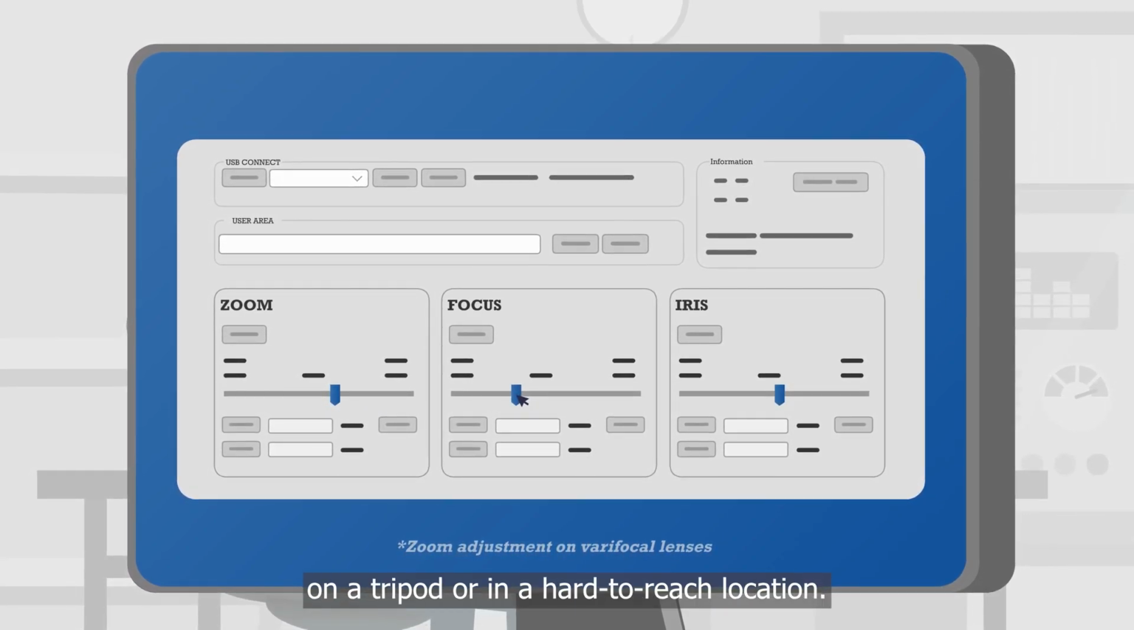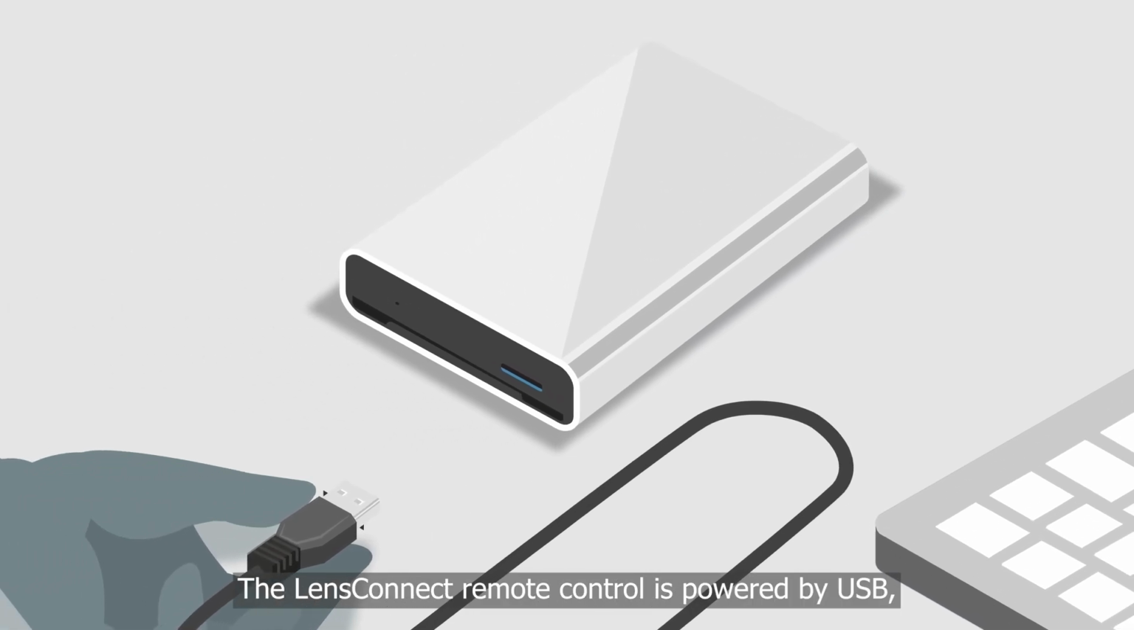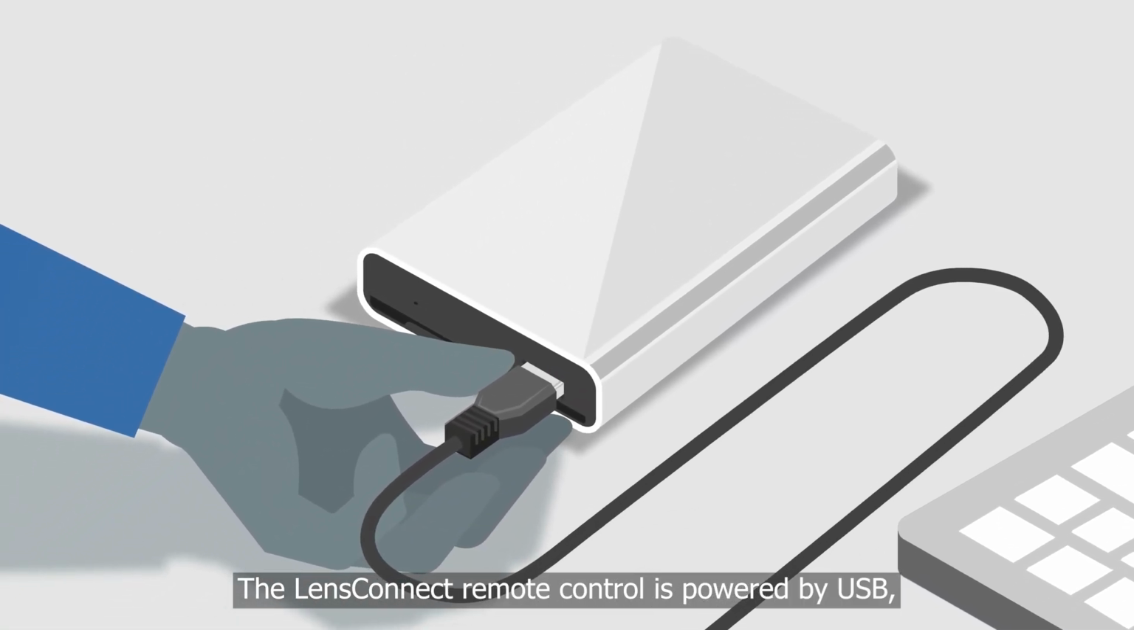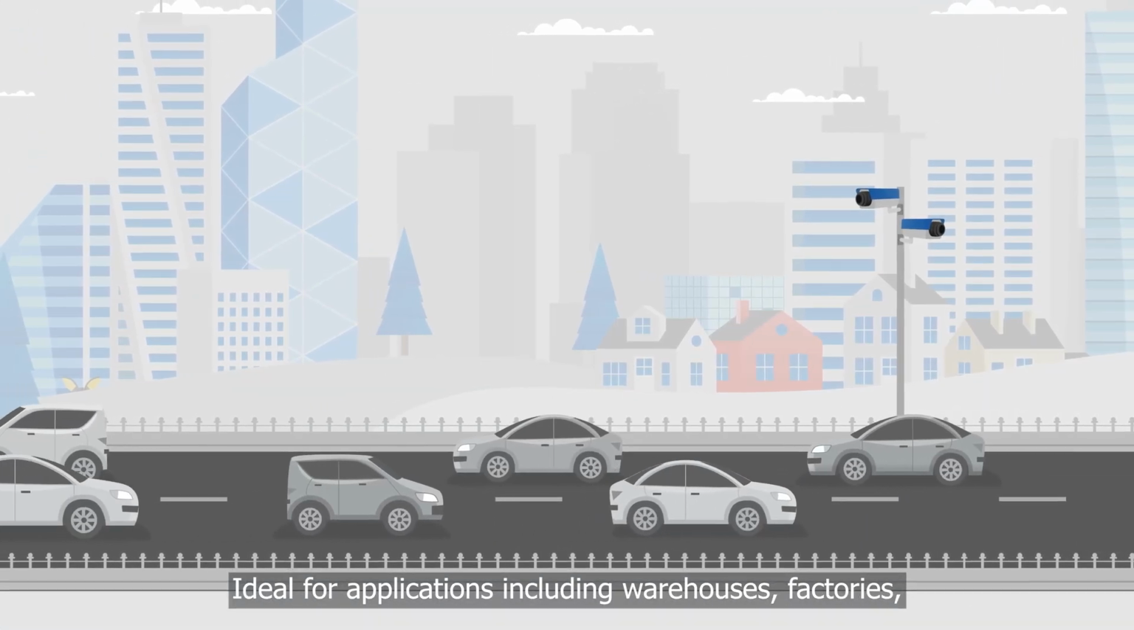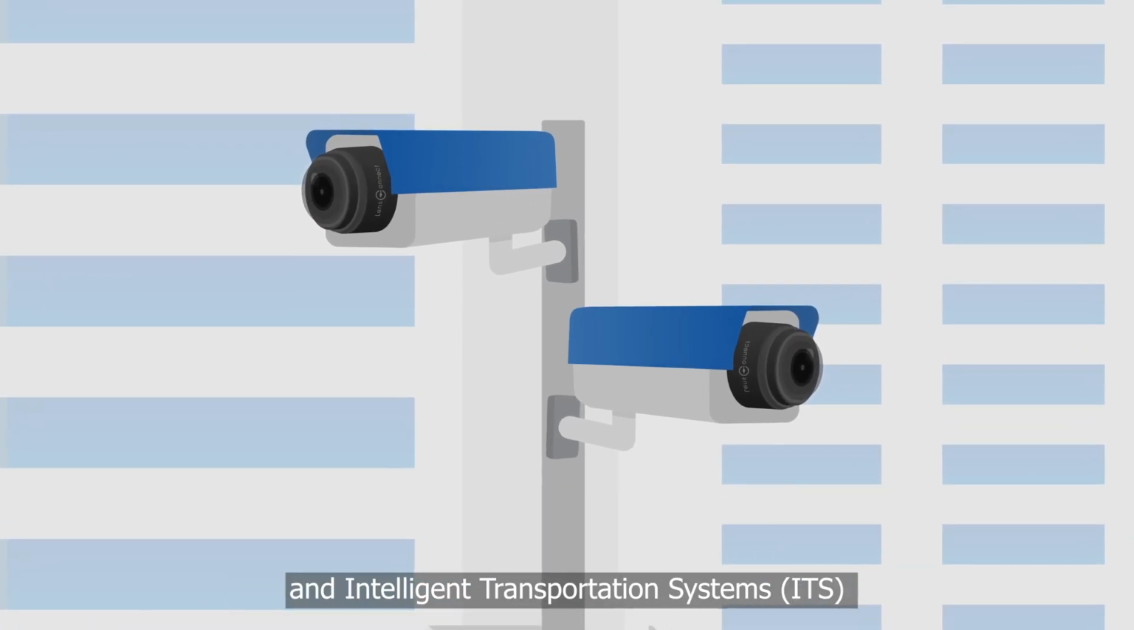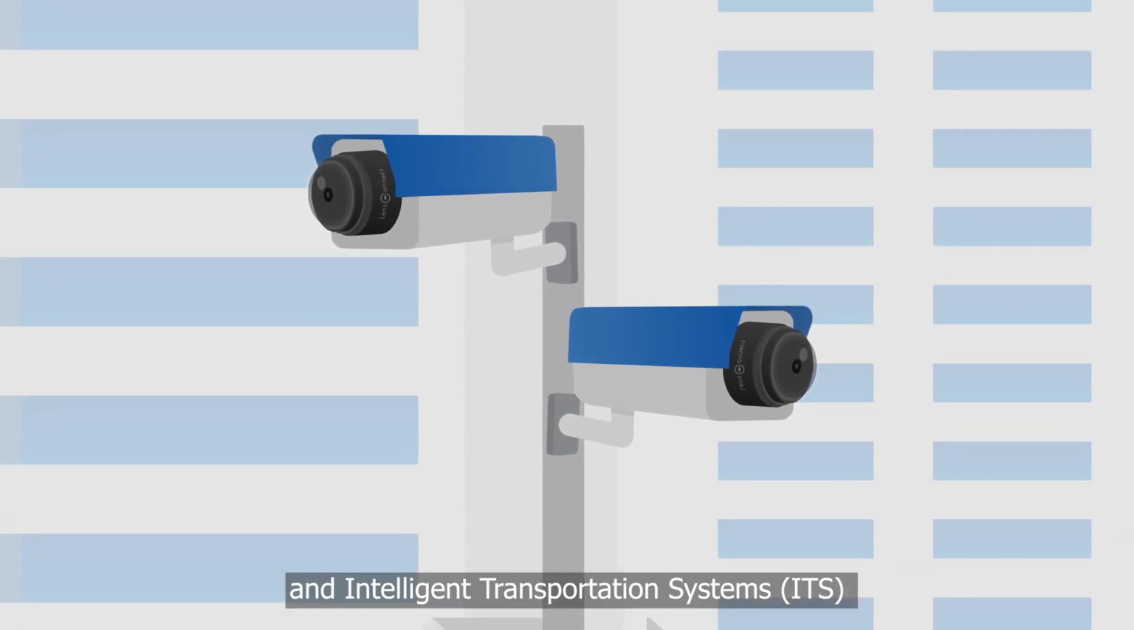in a hard-to-reach location. The LensConnect remote control is powered by USB, so you don't need any batteries or an external power source. Ideal for applications including warehouses, factories, and intelligent transportation systems, ITS.